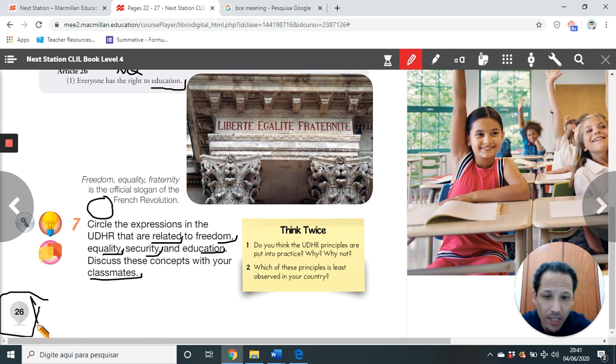E pensem no seguinte, think twice. Do you think UDHR principles are put into practice? Os princípios da Declaração Universal são postos em prática? Why not? 2. Which of these principles is least observed in your country? Quais desses princípios são menos observados in Brazil, for example? Okay, so do exercise 7. Okay. E nós vamos corrigir na próxima aula. The CLIL. Alright?